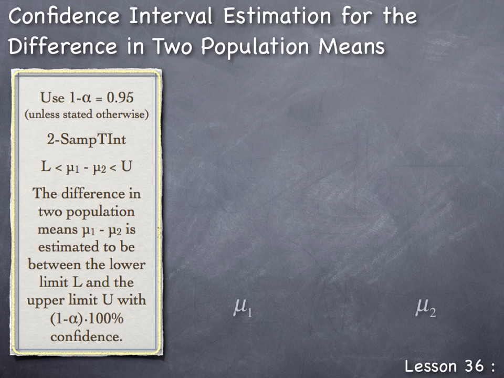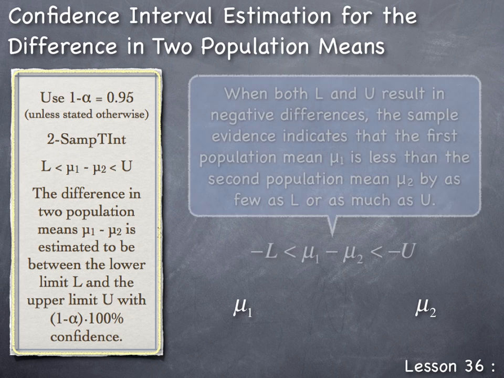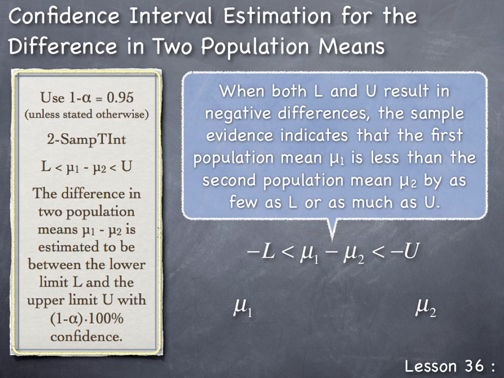Now, interpreting these confidence intervals, there are different scenarios that can take place. For instance, the first population mean mu1 could be less than the second population mean mu2. So when we estimate the difference between a smaller value minus a bigger value, we end up with a negative difference. So when both L and U result in negative differences, the sample evidence indicates that the first population mean mu1 is less than the second population mean mu2 by as few as L or as much as U.